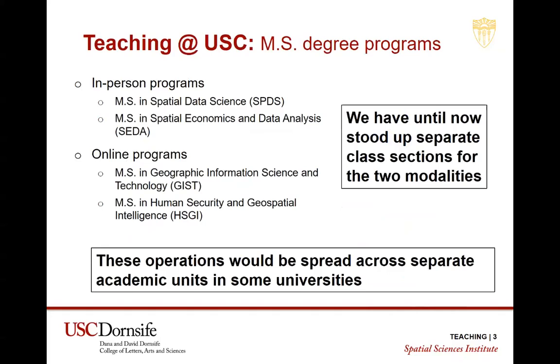So let me tell you then, just briefly, at USC we have 4 master's programs. We have one in spatial data science, a second in spatial economics and data analysis, and currently those 2 programs are in person. And then we have, for the longest time, an online program in geographic information science and technology, and a more recent one in human security and geospatial intelligence. And in order to support these programs the last 4 or 5 years, we've basically stood up separate sections in the 2 modalities.